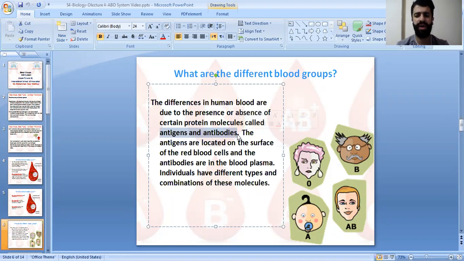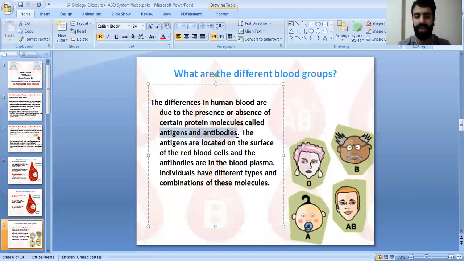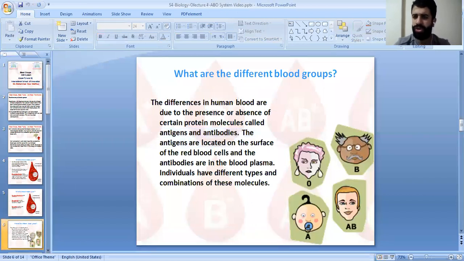So why do we have blood group A, for example? Why do we have blood group B? Why do we have blood group AB? Why do we have blood group O? First of all, we have 4 different blood groups: blood group A, blood group B, blood group AB, and blood group O. Okay? Why do we have these blood groups? This is due to the presence of different antigens and antibodies. How can we determine this?